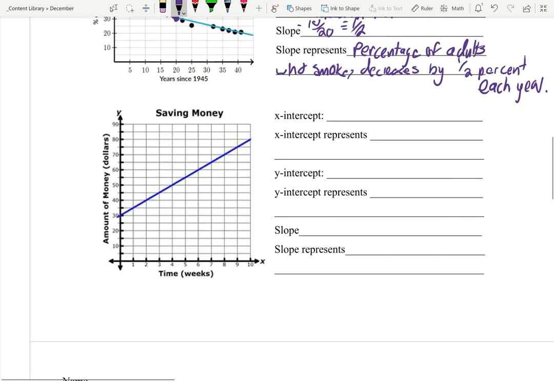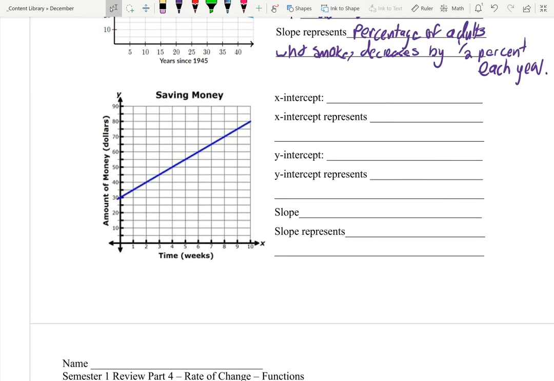All right. Our third graph, saving money. X-intercept: again, you can see that this graph has no X-intercept because there's nothing hitting the X-axis, so there is none. If there were, though, let's say the graph started with something like this, that would mean that they started saving on week 4. Essentially, they have 0 savings for the first 4 weeks, and then on week 4, that's where we're marking the beginning. So if there was an X-intercept, it would represent the time at which they began saving money.